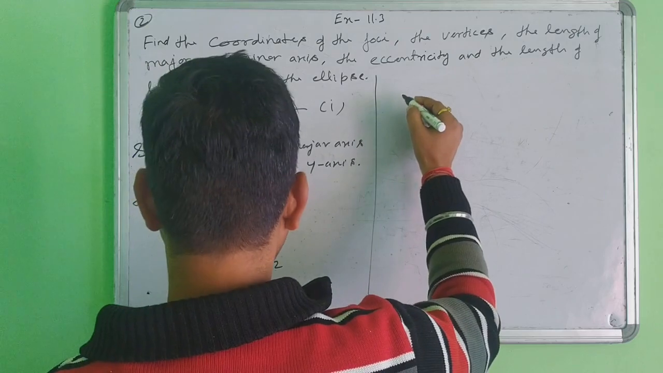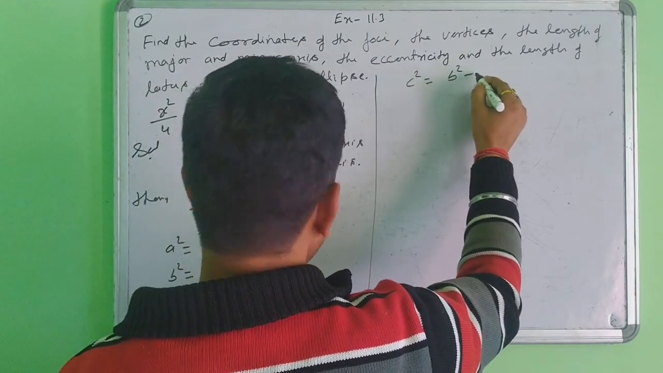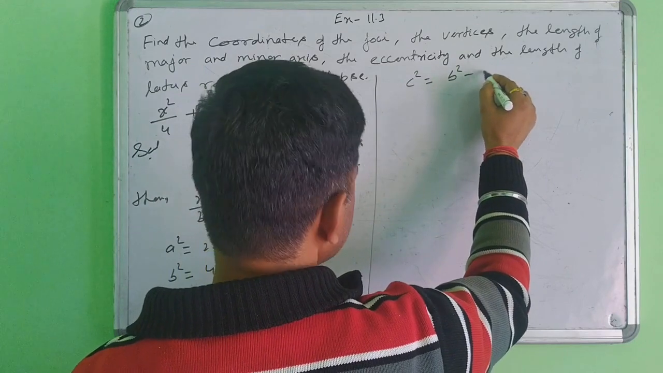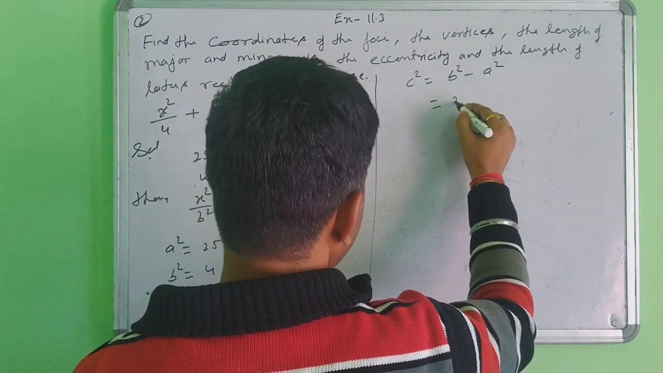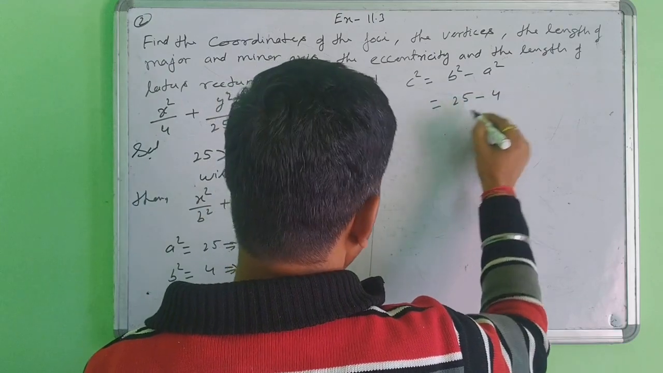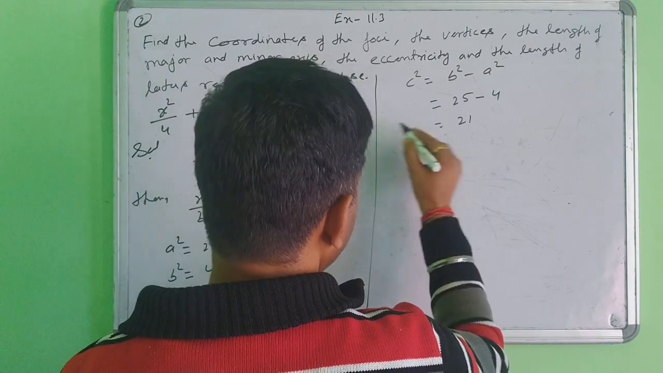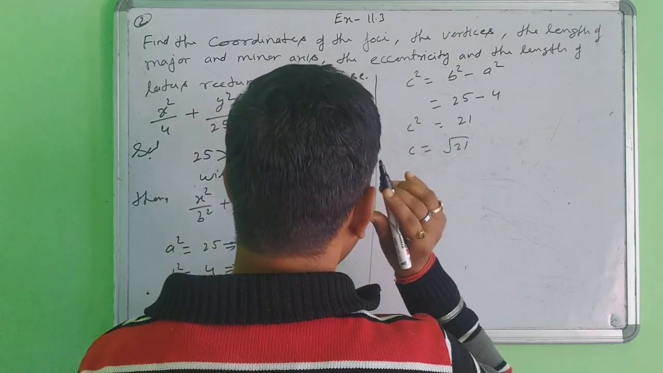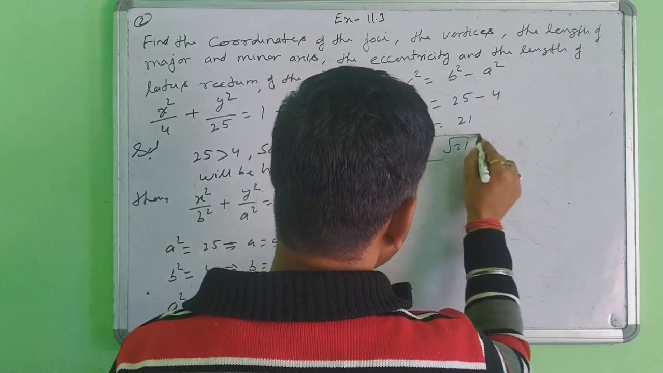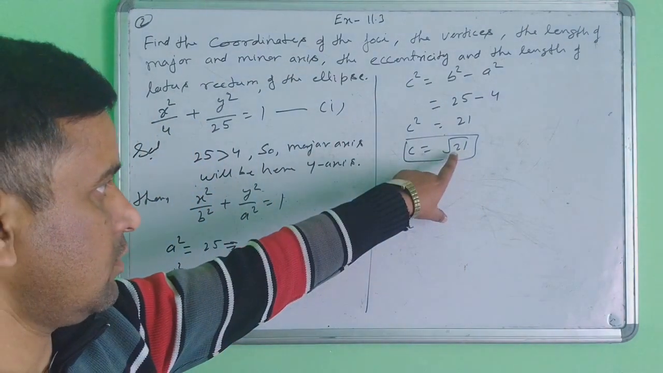Then you will solve: what is the value of c square? It is a square minus b square, which is 25 minus 4. This will give 21. The value of c is the square root of 21. So this is the value of c here.